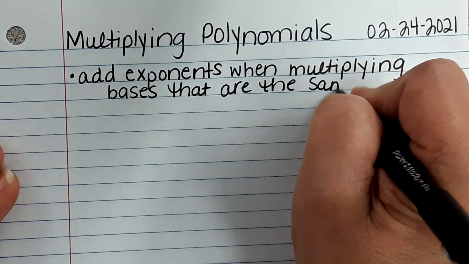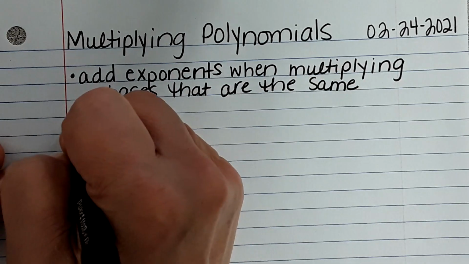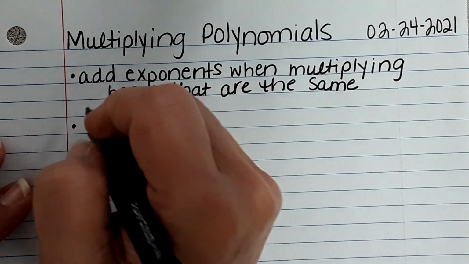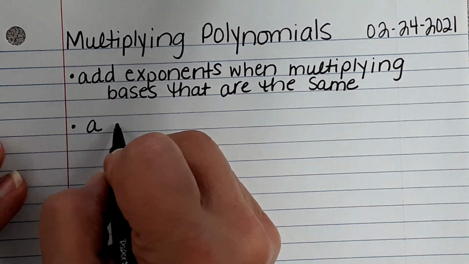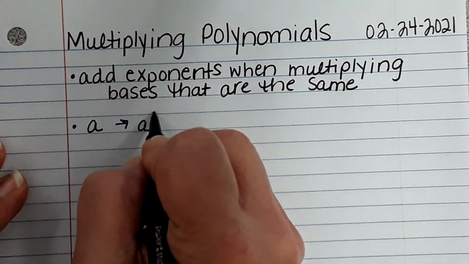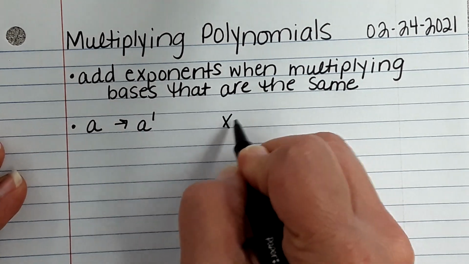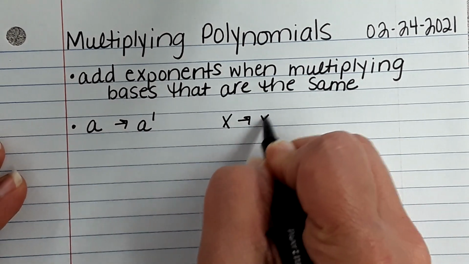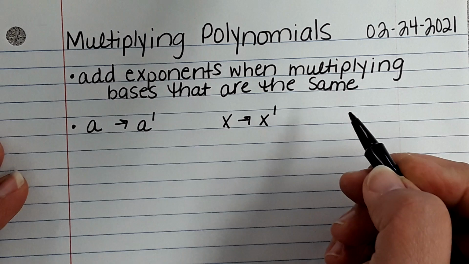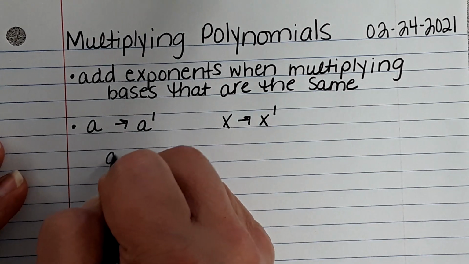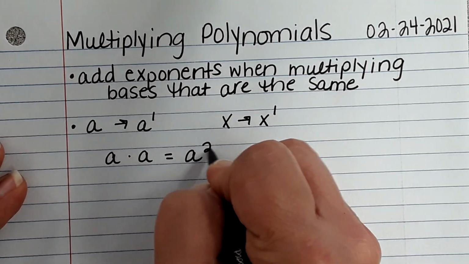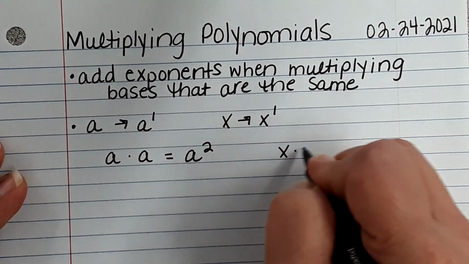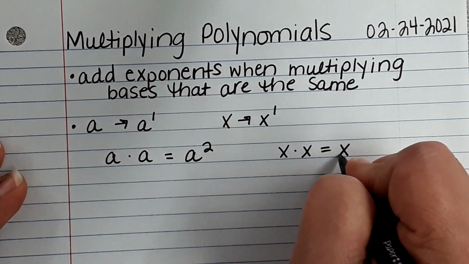The other thing I want you to remember is if you see a variable by itself, like a, that means a to the first power. If you see x, that means x to the first power. So if you have a times a, that would equal a squared. x times x would equal x squared.